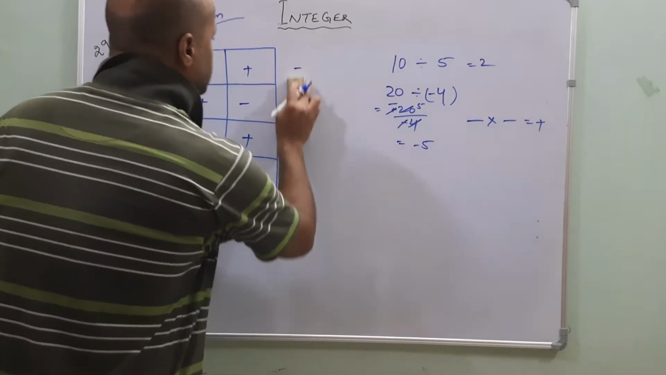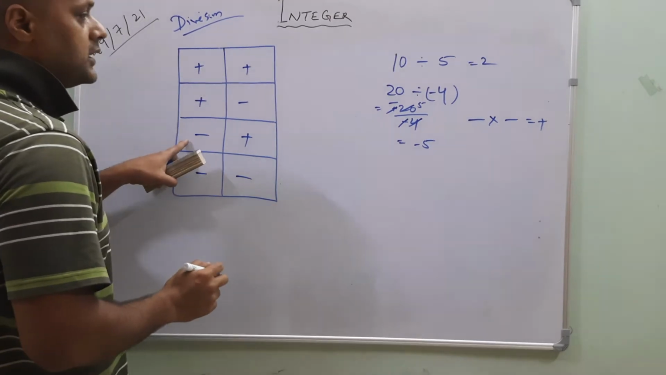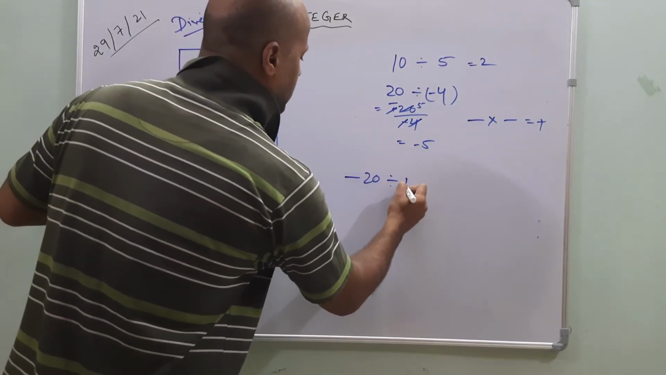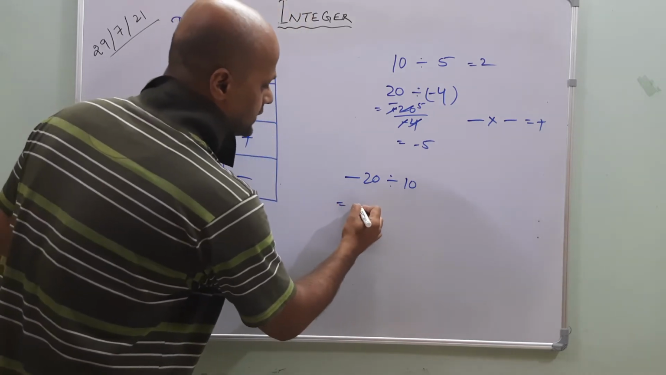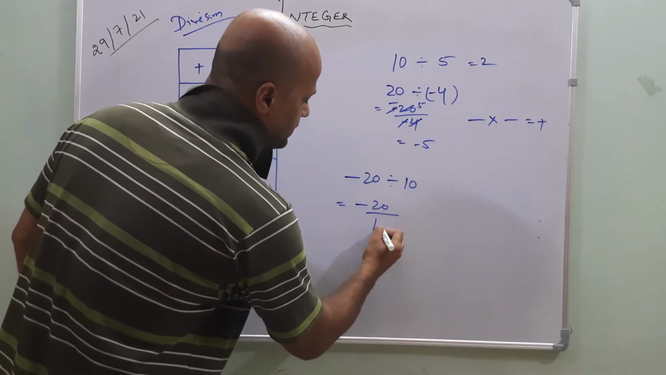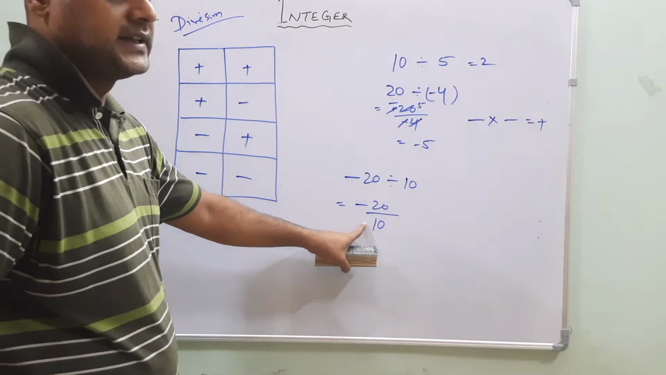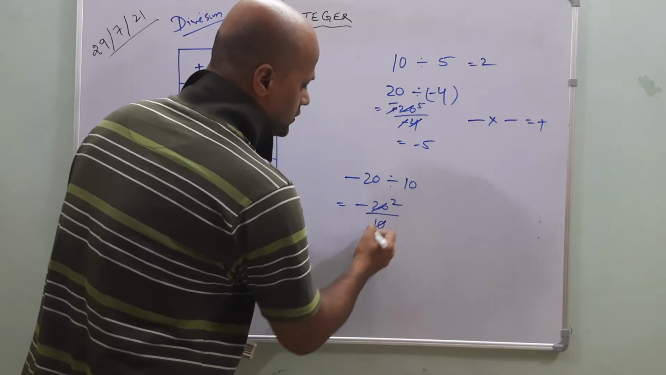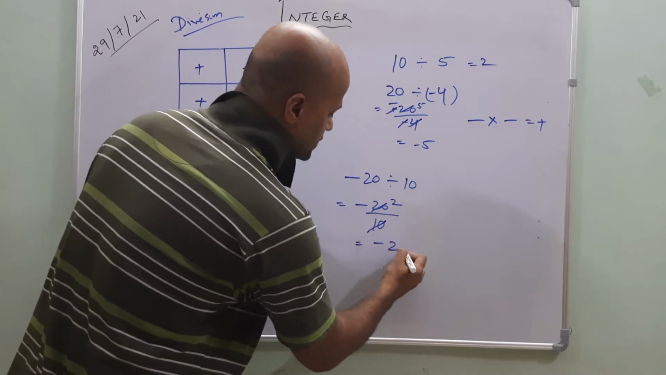Now, this is the second one. Now the third one is what? Minus 20 divided by 10. Here 1 plus, 1 minus is there. Same case will be there. But here plus is there in the below side, so not required to cancel it. 10 2s are 20. Okay. So minus 2 is the answer.